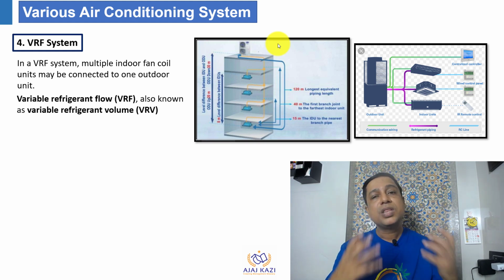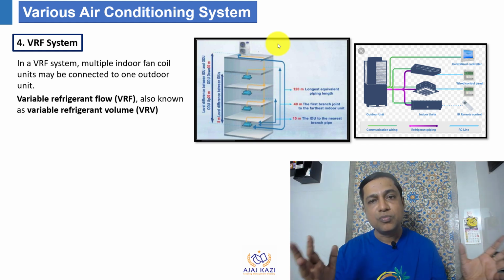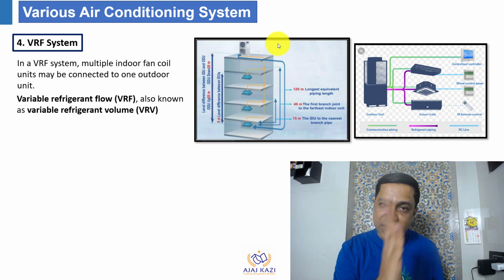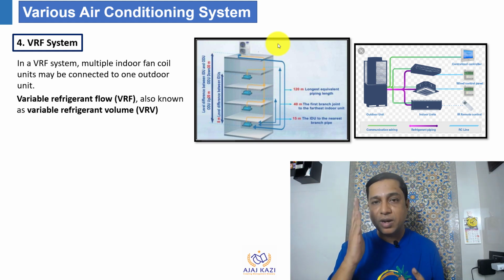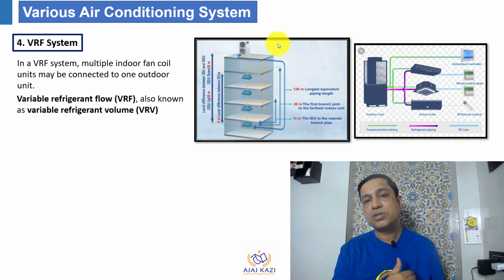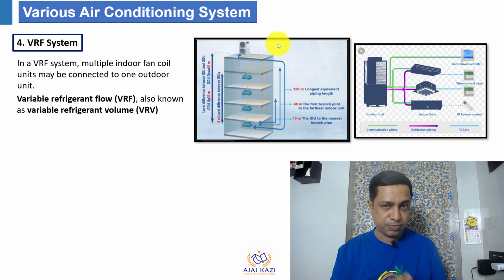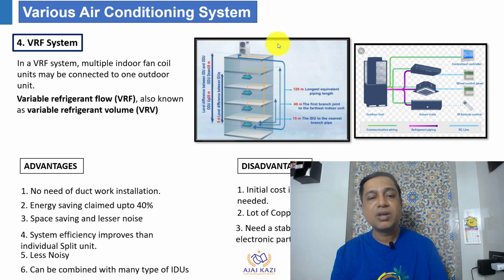Otherwise, what will happen? The cooling goes on in all rooms and you don't have control. With the variable refrigerant flow units, VRF or VRV units, it is possible. And most importantly, it is connected by smaller copper pipes. It doesn't take much space and you can have flexibility in operation. It is a very good energy saving equipment.